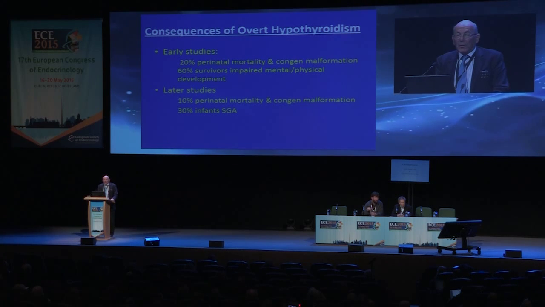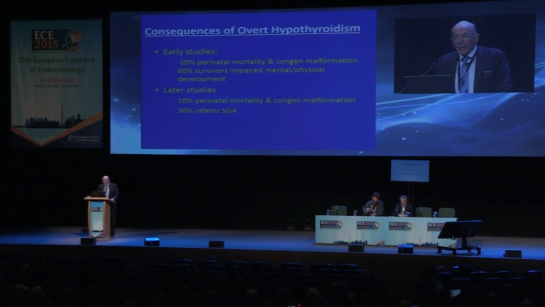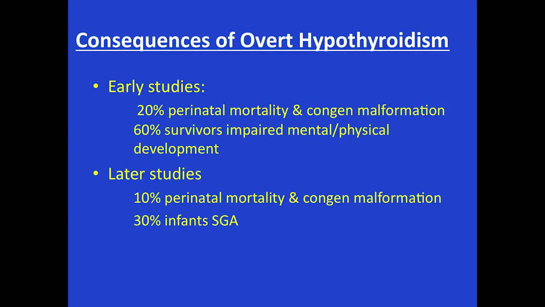So let's move on after that to the consequences of overt hypothyroidism. Now, the early studies in overt hypothyroidism showed a high perinatal mortality and congenital malformation, with a lot of survivors with impaired mental and physical development. And these mothers were probably not treated. Even later studies showed significant perinatal mortality and small for gestational age infants.